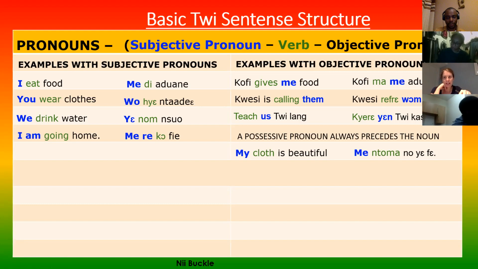Why is cloth not atadeɛ here? Why is it ntoma? Yes. In this sentence, I wanted to show the difference between just a cloth that you can put around yourself or use to cover yourself, and clothes. This is how we call cloth, ntoma. The other ones, ntadeɛ and atadeɛ, are clothes. So mentoma no yɛfɛ.